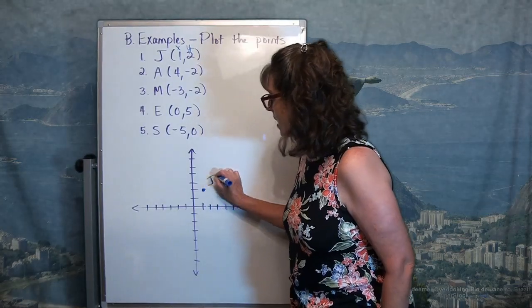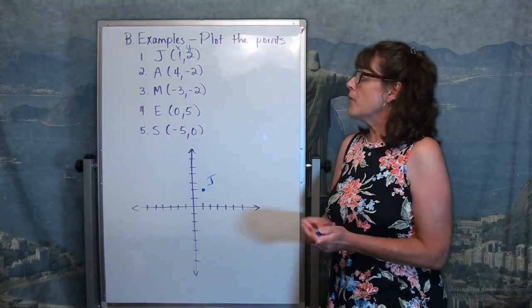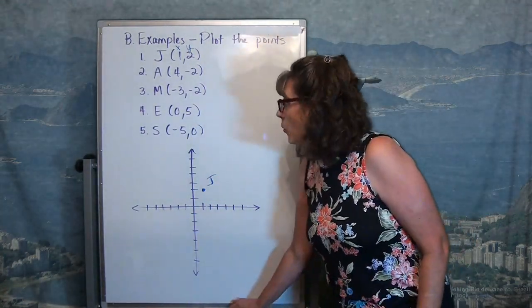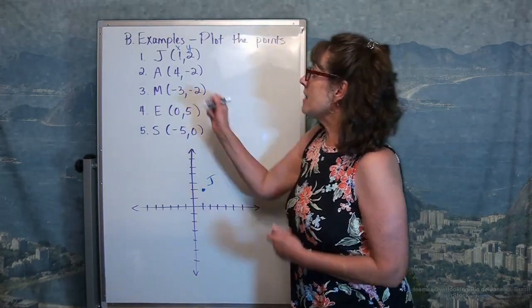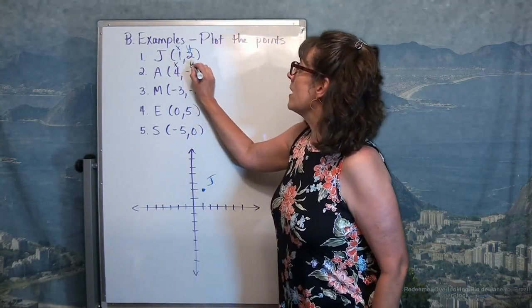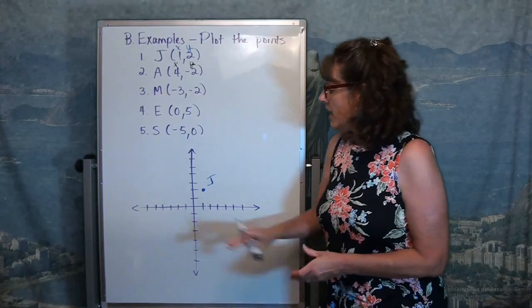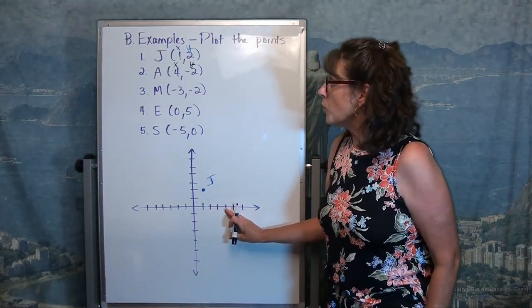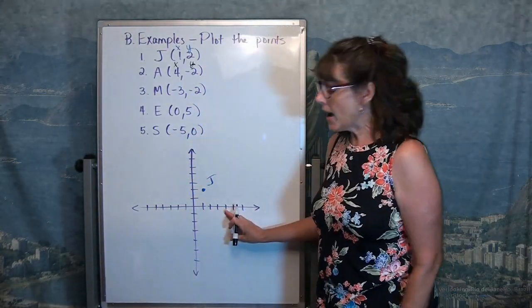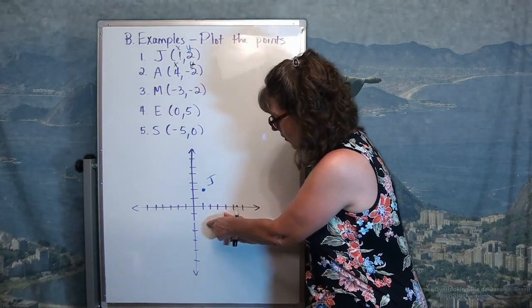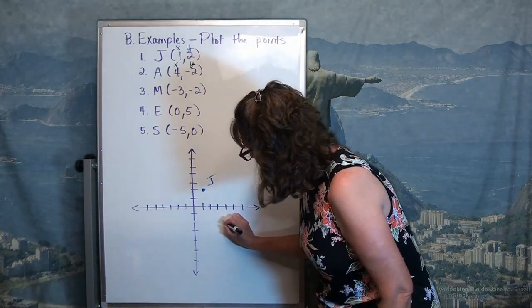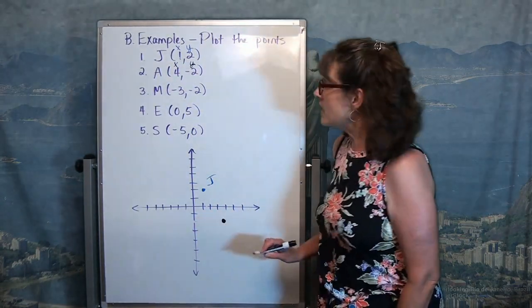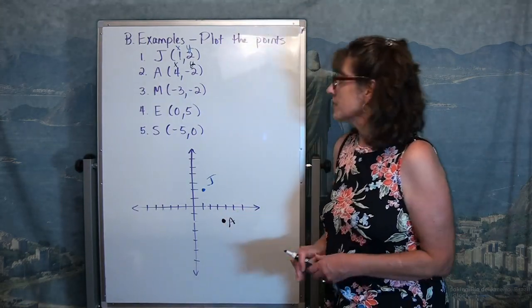And then I find where these two meet right here, and so that is going to be that point J. Now in order to plot the point 4, negative 2, again, here's my x, and here's my y. So I'm going to go along that x-axis to a positive 4, and then I'm going to go along the y-axis to a negative 2, and I'm going to find where these two meet, sitting right down here. And so that's where the A is going to sit.